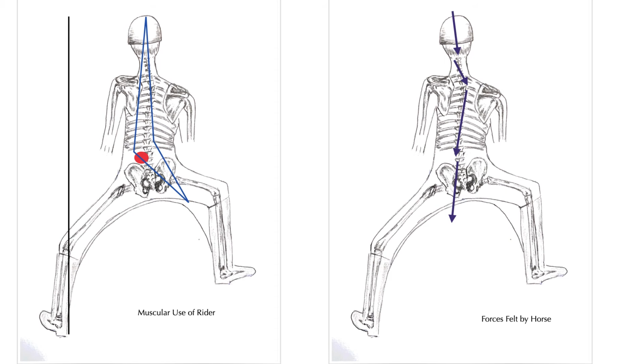It goes from upper thoracic, it's over on the right. So we're creating a little bit of force there with our upper body, and then our lower body is really creating the line of force downward to the horse's left side, which is where the problem already is. So we're just making it a little bit worse. So on the left is the muscular use of the rider, and on the right are the forces felt by the horse from this arrangement of the rider.